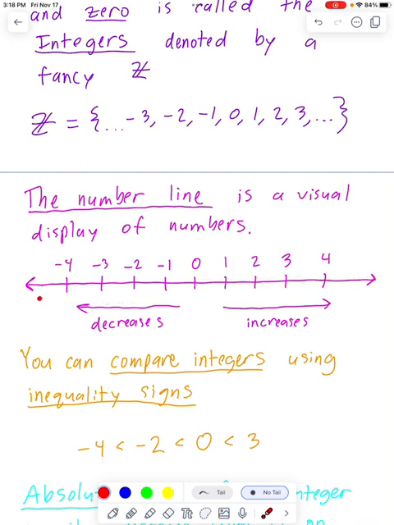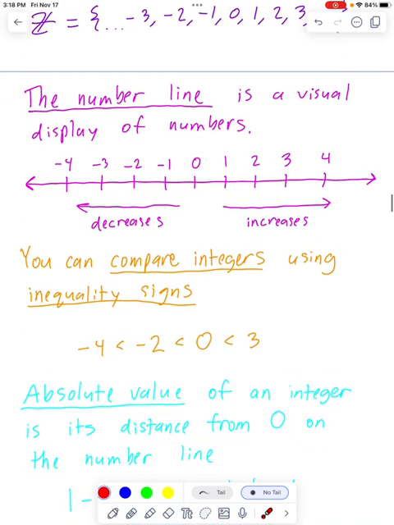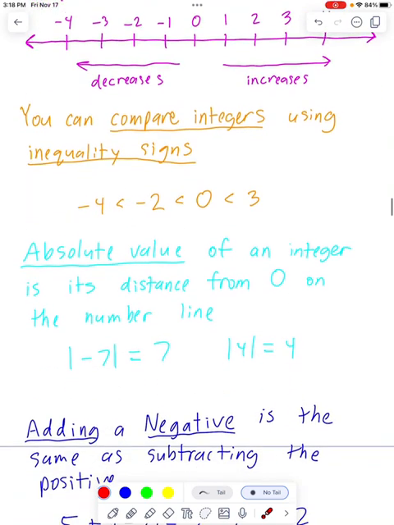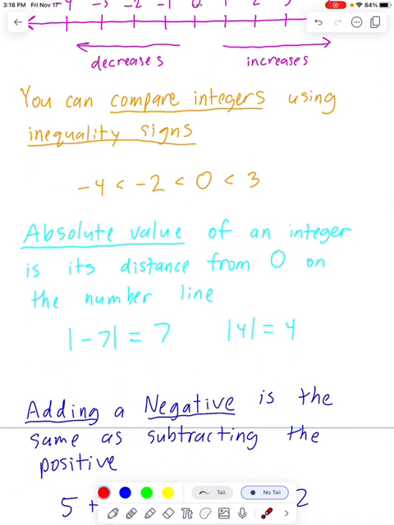As we go to the left, the value decreases. As we go to the right, the value increases. You can compare integers using inequality signs, such as here. The absolute value of an integer is its distance from 0 on the number line. So the absolute value of a negative number is positive. The absolute value of a positive number is also positive.